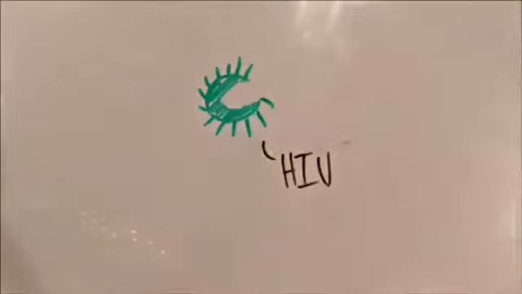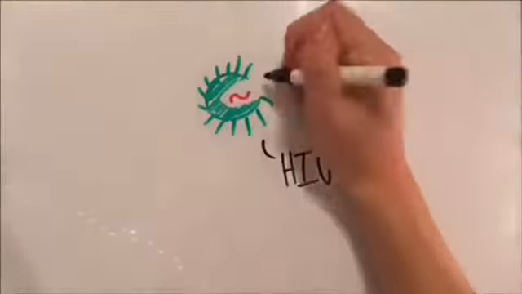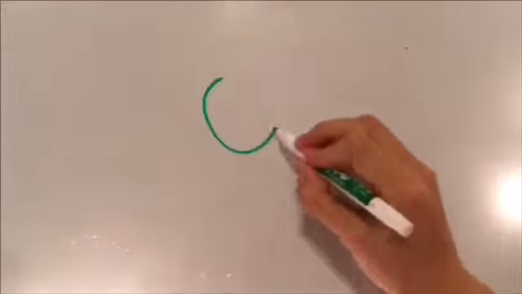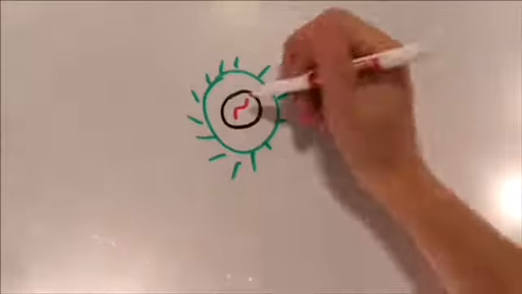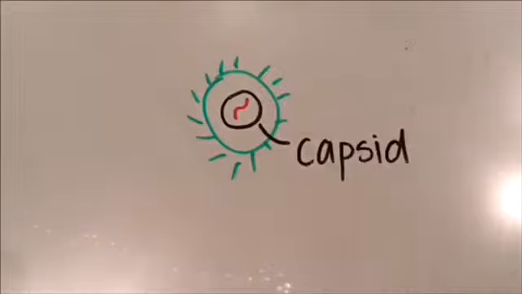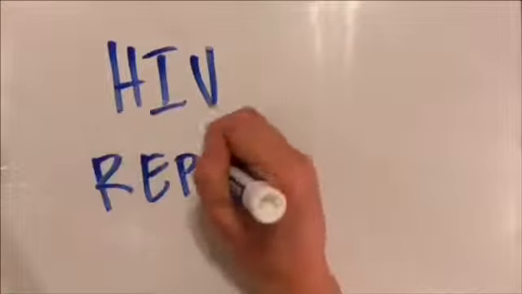Inside, the HIV holds RNA. I forgot to add this in the first video, so here's a drawing of what holds the RNA. It is called a capsid, and it is basically the nucleus of HIV. But that's all you need to know about the structure of HIV for this video. So on to HIV reproduction.